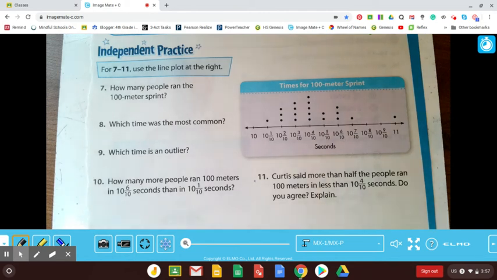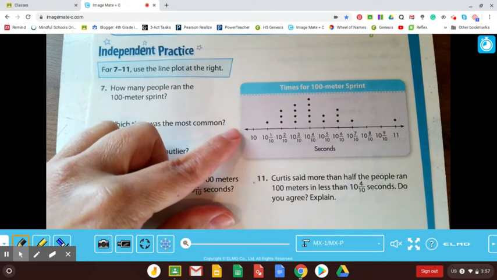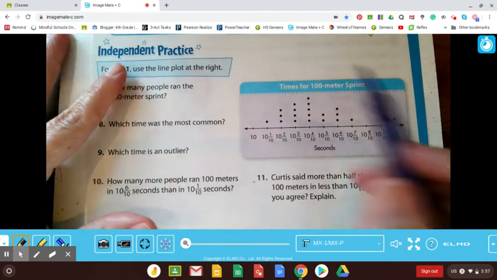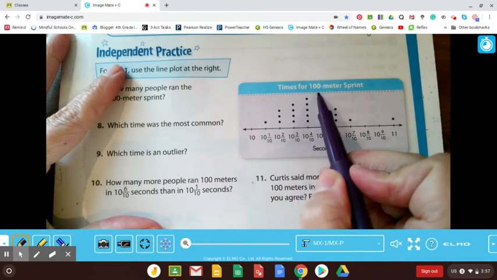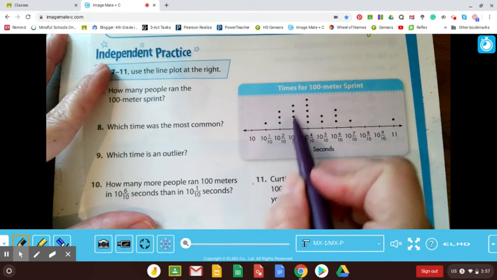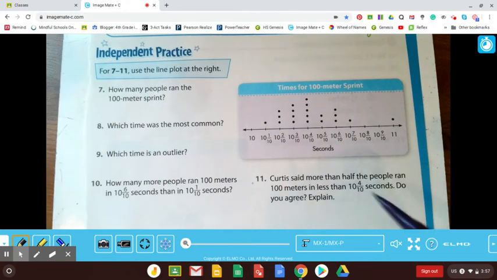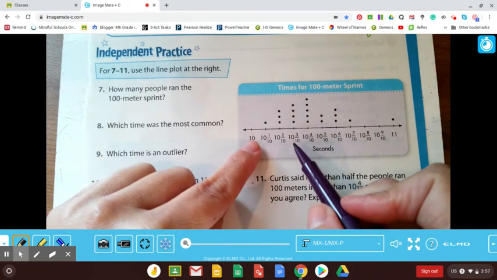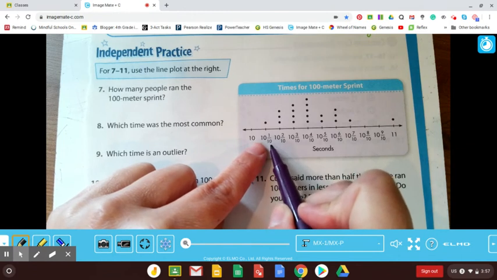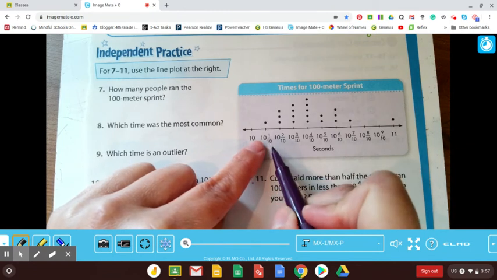And again, the most important step is to look at the actual line plot before you start answering the questions. Just get a sense of it. So they're talking about times for a 100-meter sprint. I guess all these dots are probably people who did this 100-meter sprint, and this is how long it took them. So there was one guy who took 10 and 1/10 of a second to do that sprint. Wow, that's pretty good.